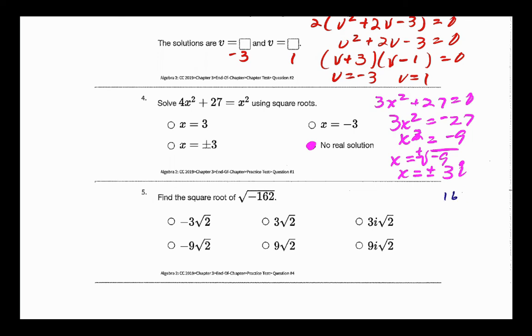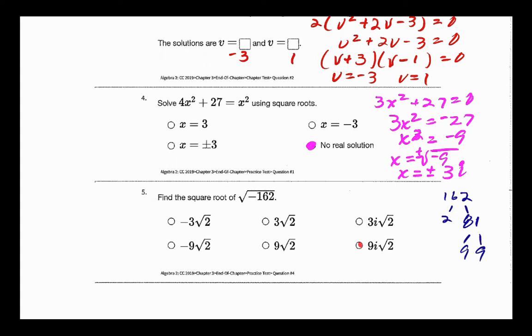Let's go off to the side here and do our factor tree. So we'll have 2, and we'll have 81, and then we'll have 9 and 9. Remember, I told you if I have 2 that are the same, I can bring that number out, so I know I'm going to have 9, and then I'm going to have the square root of 2.